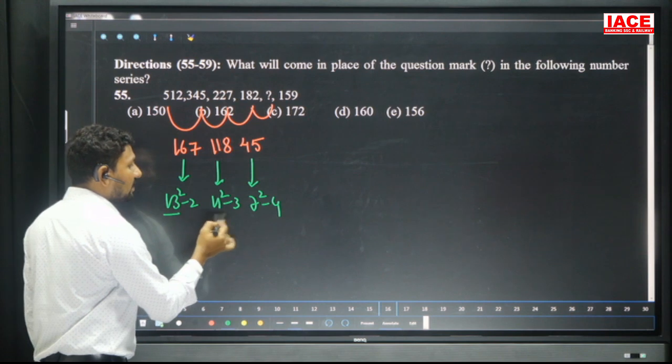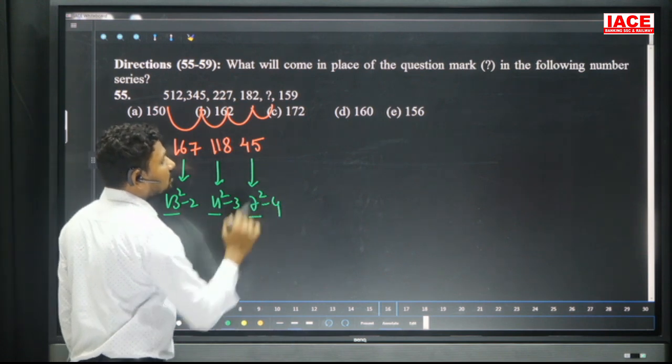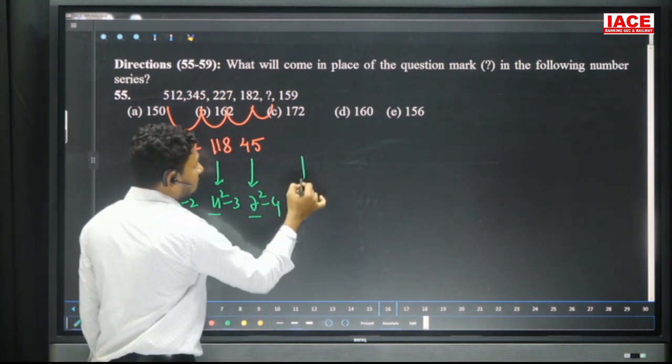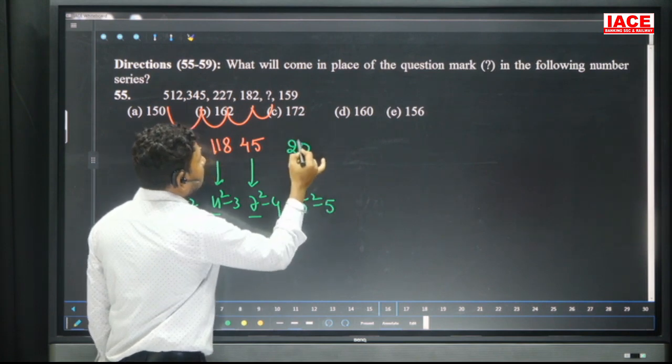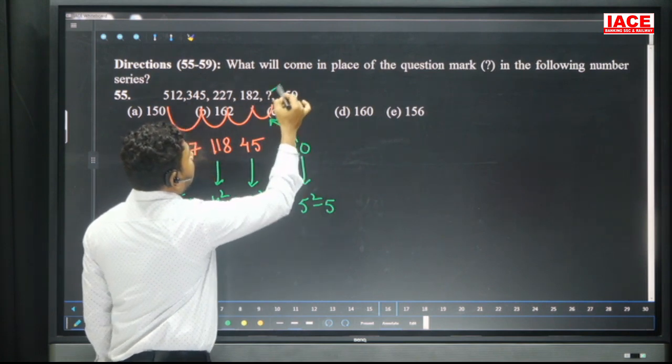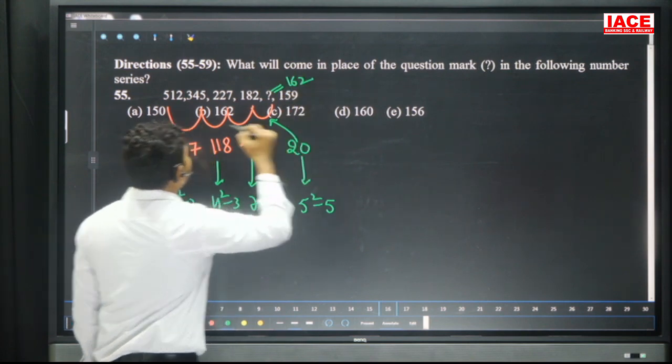13 is a prime number, 11 is a prime number, 7 is a prime number. Next should also be a prime number. The prime number should be 5 square minus 5. 5 square minus 5 means 20. 20 will be removed from 182, we'll get 162. Our option is B.